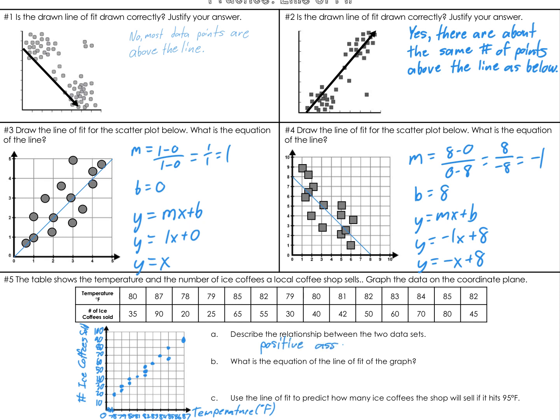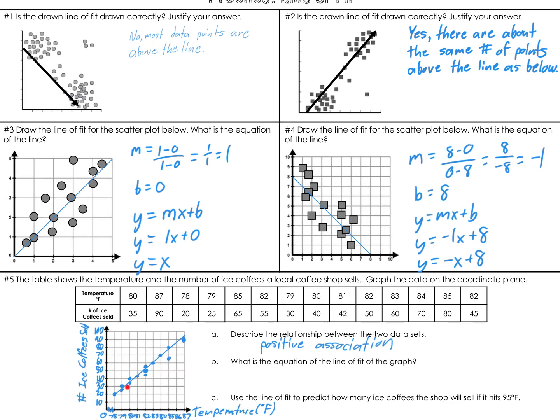Now, let's describe the relationship between the two data points. It is a positive association because as one goes up, the other goes up. What is the equation of the line of best fit of the graph? Well, first we will need to draw a line of best fit. And in this case, we're going to find the slope using any 2 points. Our first point here is 84, 70, and our second point is 78, 20. And when we subtract our y and our x and then divide, we get an m of 25/3.